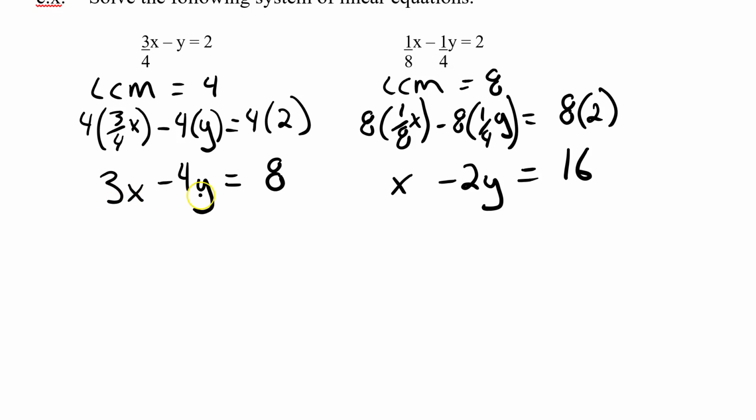So I've got 3x and 1x. Well, that's not the same. I've got negative 4y, negative 2y. Well, that's not the same. So I'm going to have to change some of this. Well, I think it's pretty easy to get my x's the same, because this is 1x. I know I want it to be 3x, so I'm going to times everything by 3. So times 3.